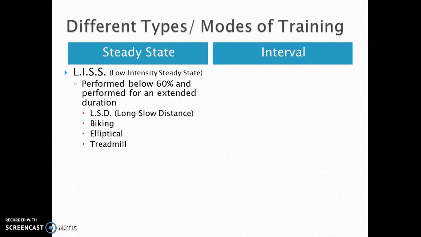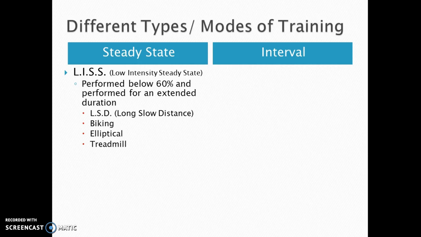One of the acronyms that I'm going to give you is LISS. It stands for Low Intensity Steady State. And this is generally performed below 60% of the heart rate that we figured out in the Karvonen formula, and is performed for an extended duration. So another acronym, LSD, which I refer to as long, slow distance. Somebody goes out on the track and they want to run for an hour straight. Generally, their intensity is going to be really, really low, generally below 60% of their heart rate.